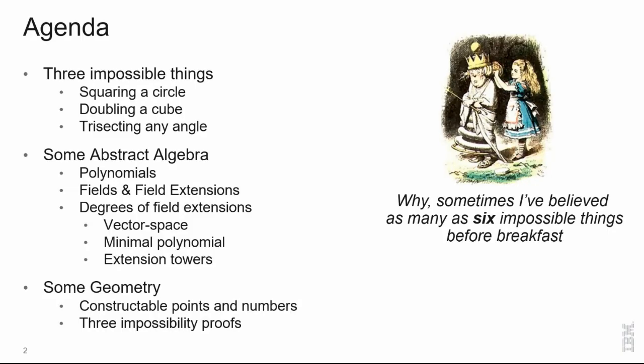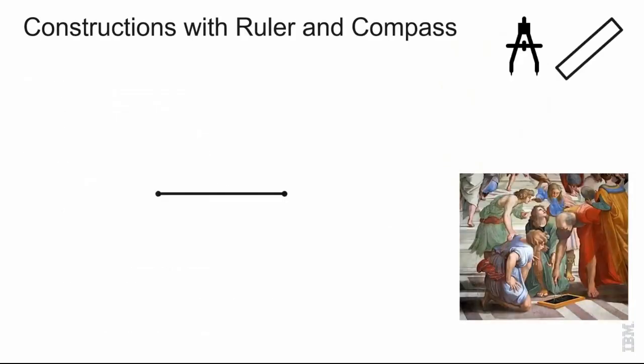It was proven impossible using modern algebraic tools. So most of the lecture will be on these algebraic tools, which are needed to show the impossibility of these constructions. And finally, we'll use those tools to do some geometry. So what do I mean by possible and impossible? This is a definition by the Greeks, of course.